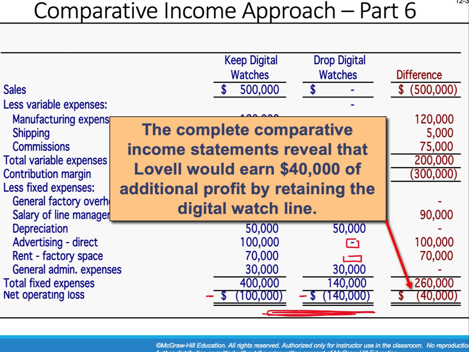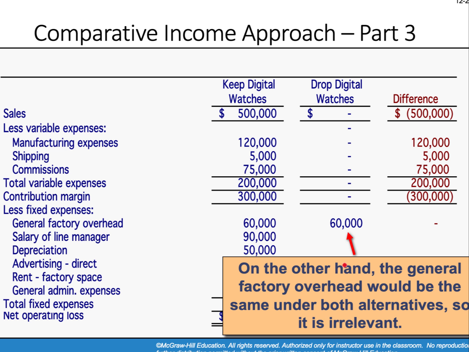Well, we already saw that if we drop the watch line, we're losing $300,000 of contribution margin that goes to cover fixed costs. The fixed costs that we save do not outweigh the contribution margin that we're losing.